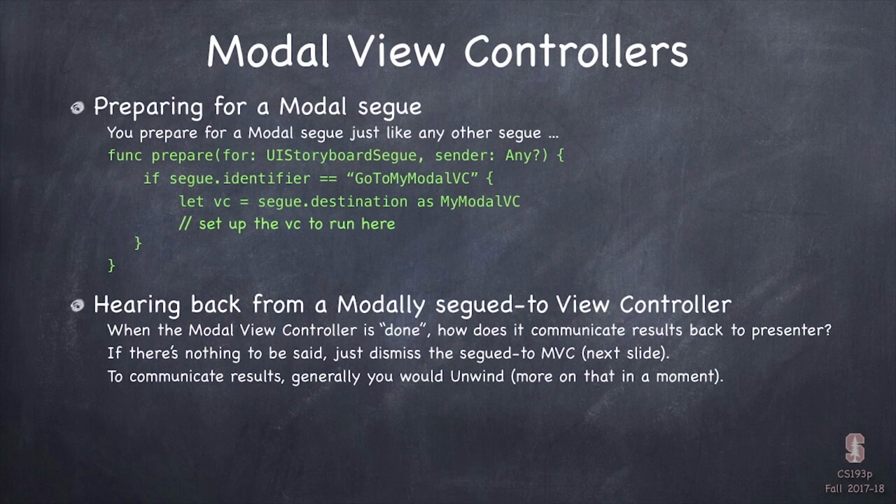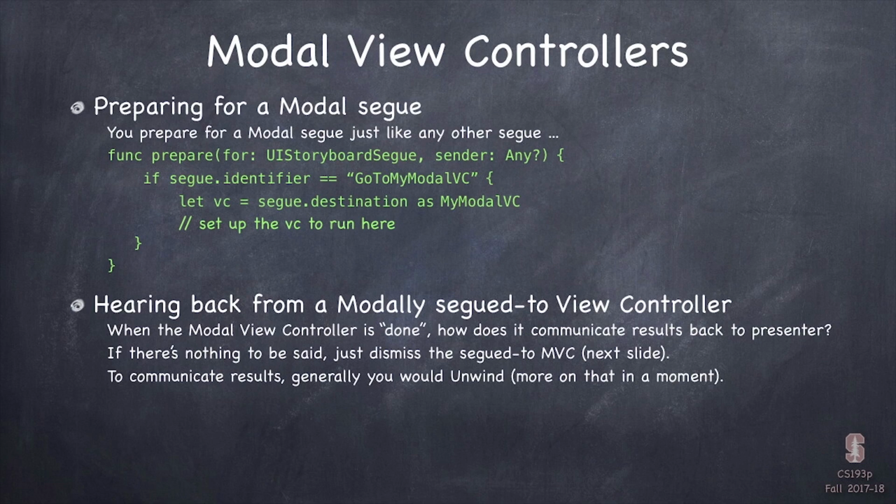And one interesting thing about modal is how do I hear back from a modal segued to MVC? You know, I put up that contacts thing, I added a contact. How do I get the contact that I want to add back to my contacts app? And really, things fall into two categories there for the most part. One is you don't need to give anything back. So like in the contacts app, maybe that new contacts MVC just puts it in a database, and then you just dismiss that thing. And when you come back to the other one, it's just going to be showing it because it's watching the database. In other words, they're sharing a model, for example.